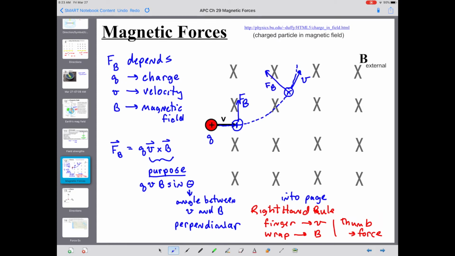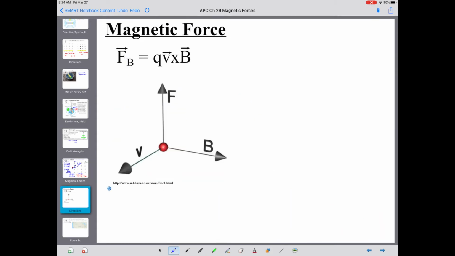And so then what you have is that the magnetic force is always changing directions, and it's always going to be pointed towards a central point, and so it will act as a centripetal force. Another way to think of this, QV cross B.